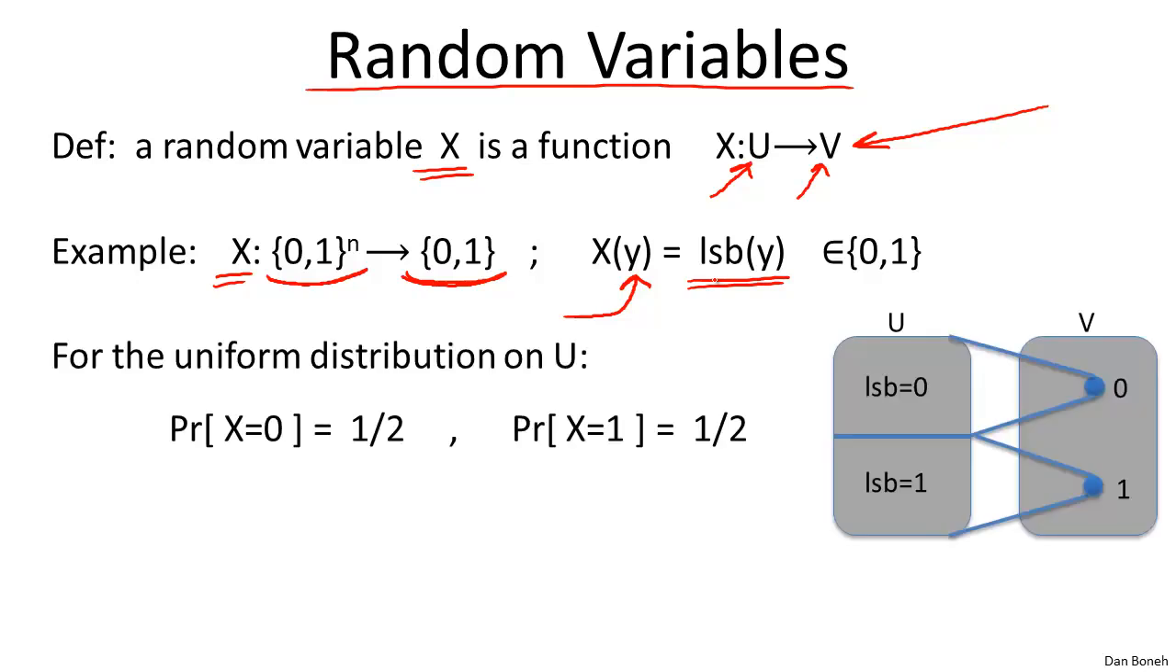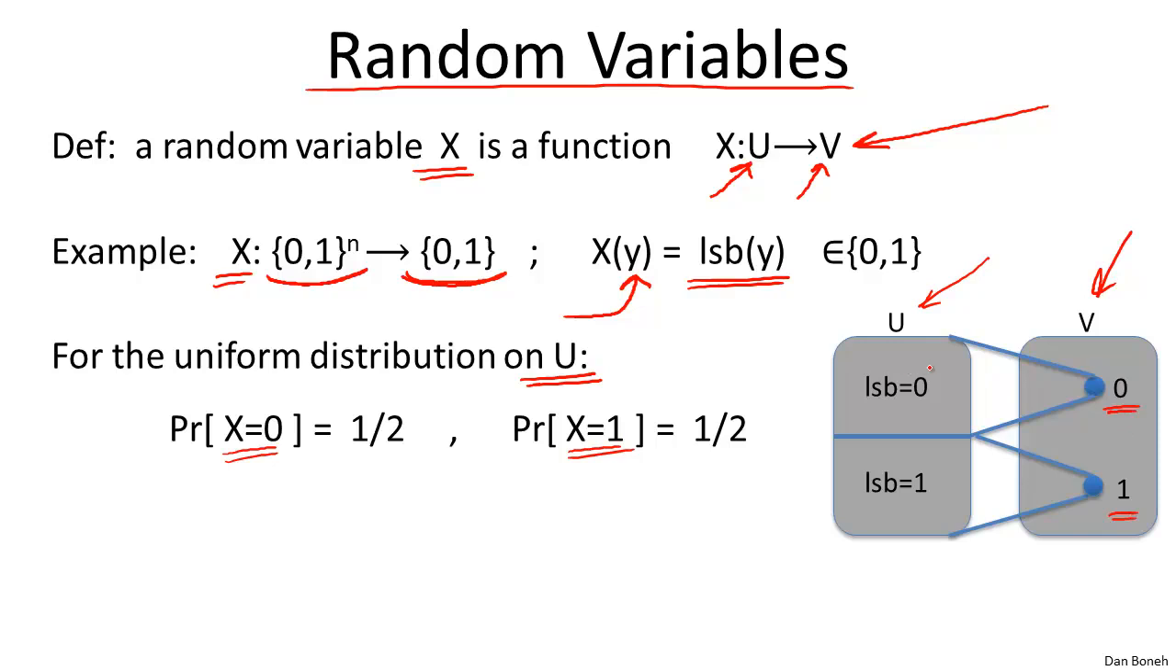So now let me ask you, suppose we look at the uniform distribution on the set {0, 1}^n. Let me ask you, what is the probability that this random variable outputs 0, and what is the probability that the random variable outputs 1? Well, you can see the answers are half and half, but let's just reason through why that's the case. So here we have a picture showing the universe and the possible output space. And so in this case, the variable can output either 0 or 1. Well, when does the variable output 0?